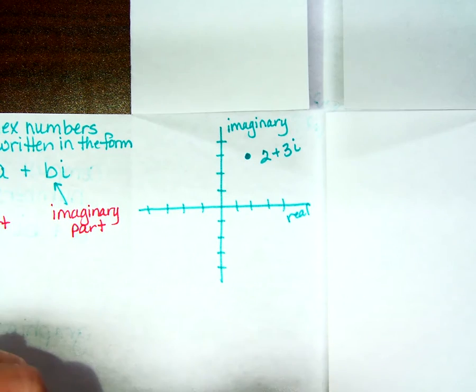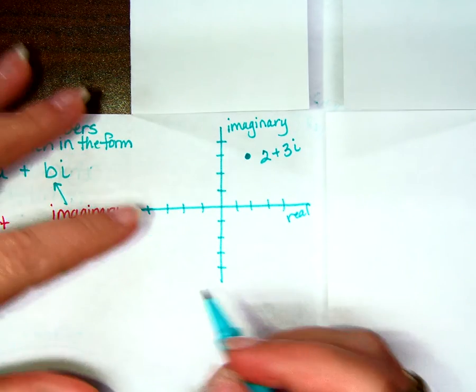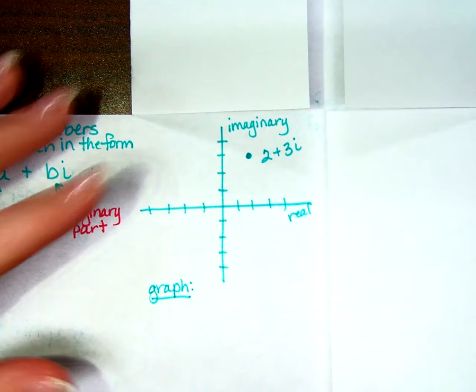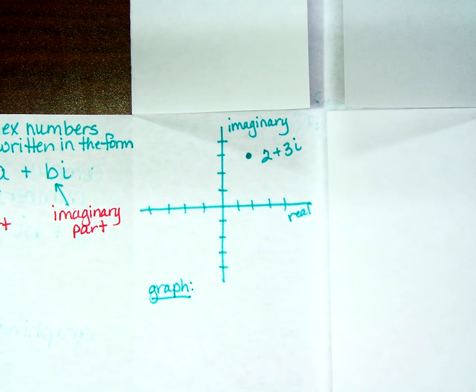What? Yes, it does. That's one way you can easily know which part is the imaginary part. If it has the I, it's the imaginary part. Okay?